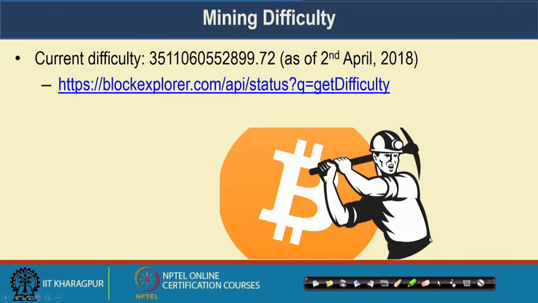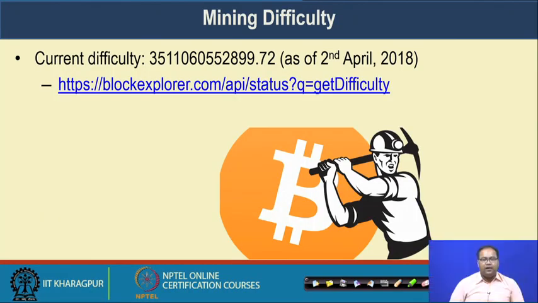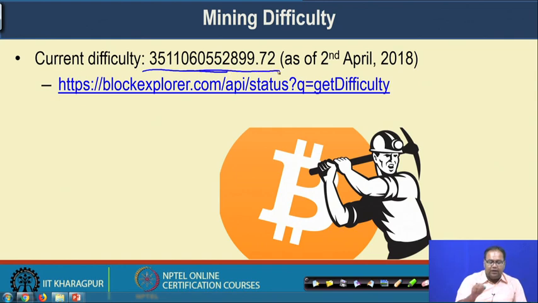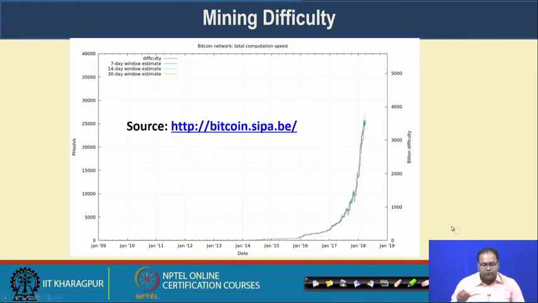So, this is the current mining difficulty as of 2nd April 2018. This large number represents the current difficulty level for the Bitcoin network. Okay. So, if you look into how the difficulty level has changed over time, this curve gives you how the difficulty level got changed over time.